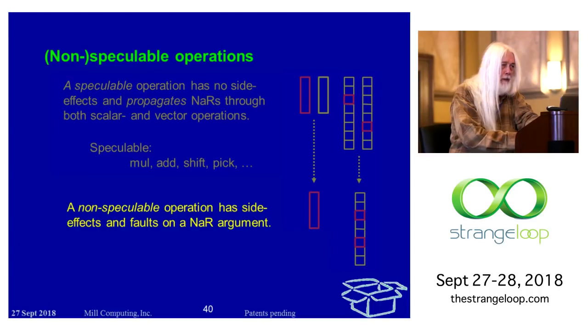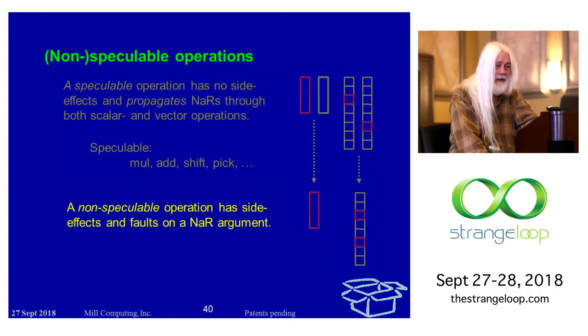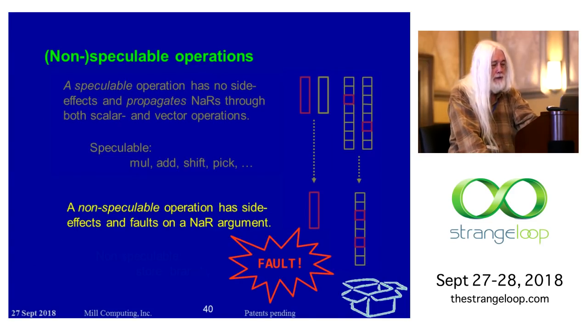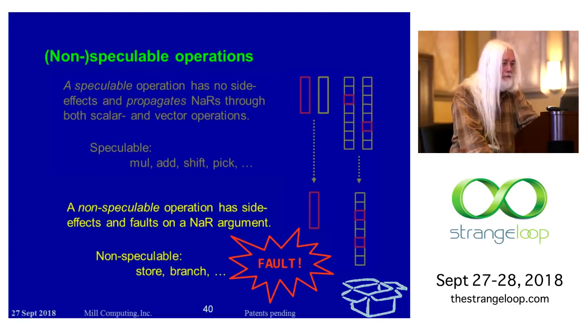A non-speculable operation is something that's got side effects. There's nothing we can do. We can't do the side effects. We don't know whether the value is valid, so we fault. You're now in your fault handler in software, and whatever your host language or runtime system does with that, well, we do hardware microarchitecture, and your runtime system is somebody else's problem.